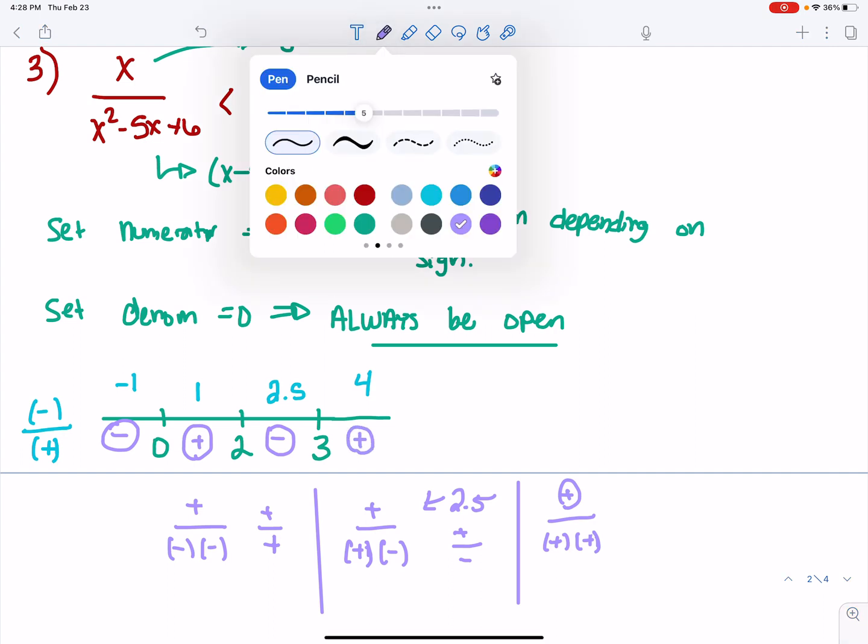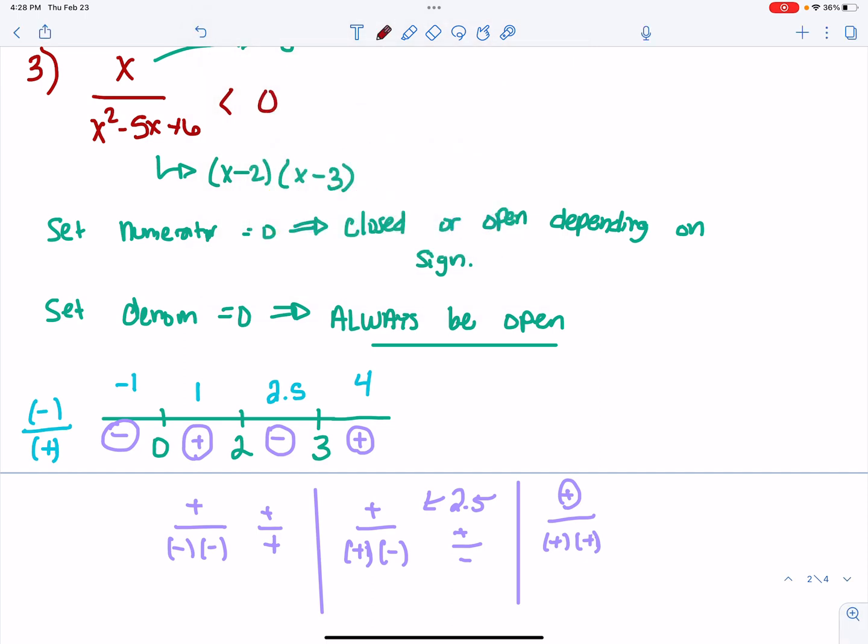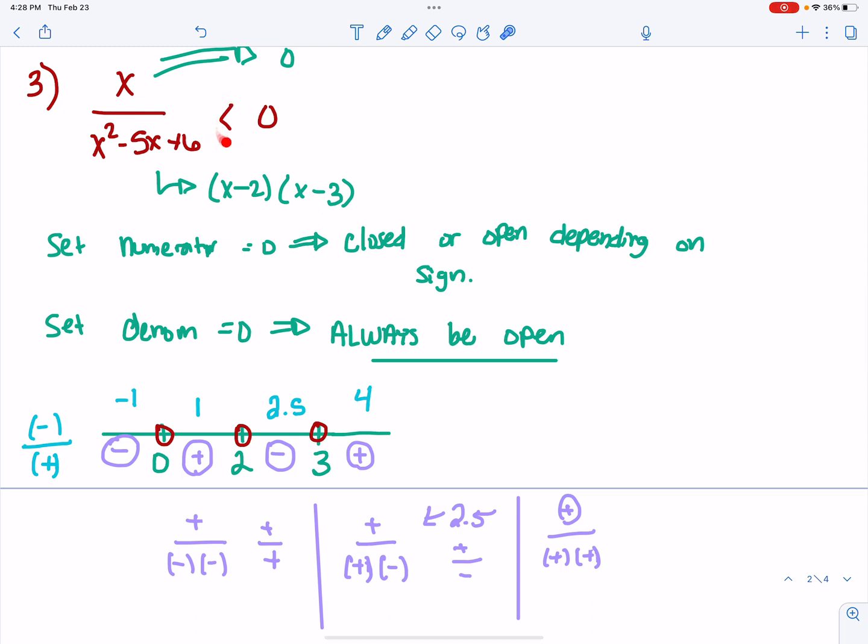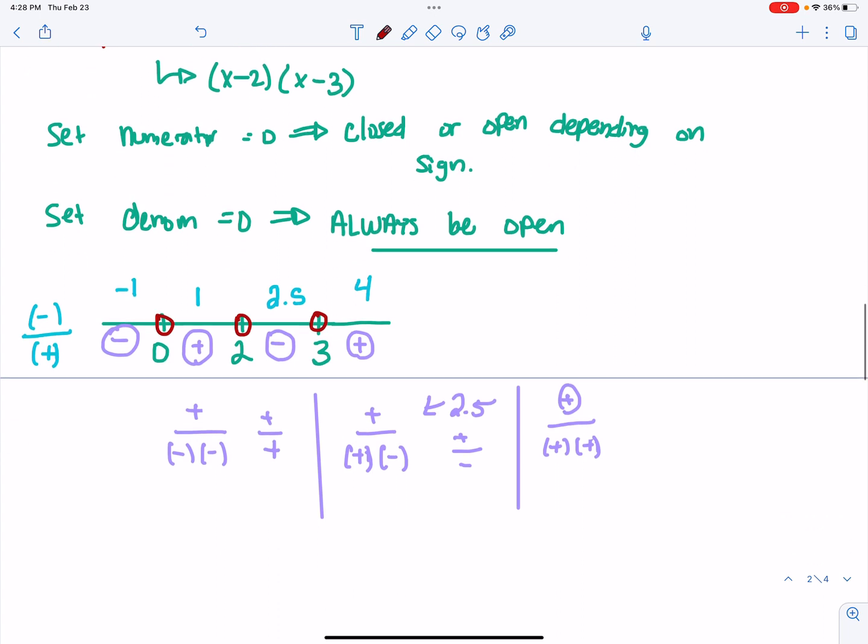Now, at 0, 2, and 3, we know that 2 and 3 are both open. And then at 0, it is open because my sign is just a less than symbol. Since I want a less than answer, then I'm looking at when my graph or when my sign is negative. In this case, it's going to be from here and from here. So my answer would be from negative infinity to 0, union 2 to 3. That's what you would do for that one.